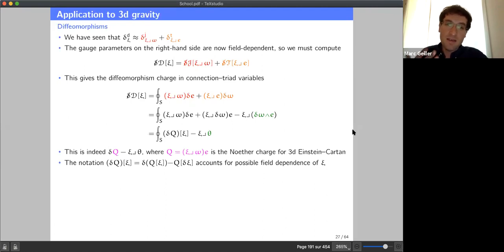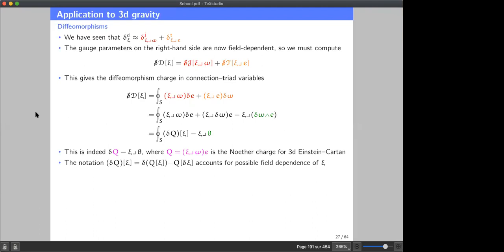All I'm saying here is that if the vector field is allowed to be field dependent, which is the most general case, whenever you write expressions such as the variation of a charge, here the variation of the Noether charge, you just have to choose a notation. You have to be very careful about whether you want your variations to act on the vector field or not. So this is just what we want to keep track of in this case.